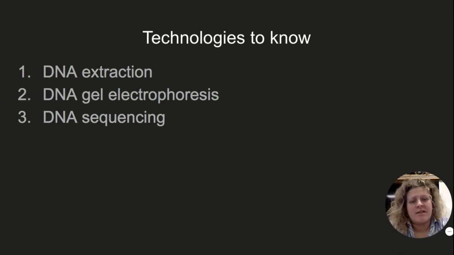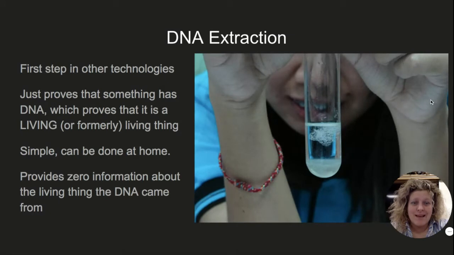So there are three technologies that biologists, doctors, and crime fighters use to take DNA from just a molecule to information: DNA extraction, DNA gel electrophoresis, and DNA sequencing. DNA extraction is the simplest of these three, and it's also the first step in either of the other two. It doesn't provide a whole lot of information, though. DNA extraction really just proves that whatever it is you took this sample from has DNA, which just proves that it either is currently a living thing or was at one time a living thing.